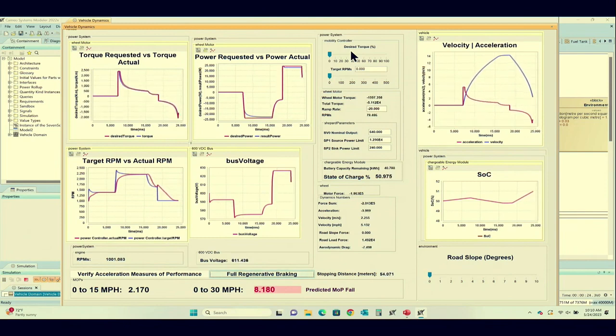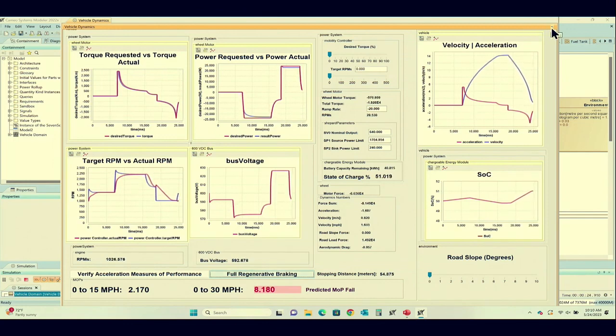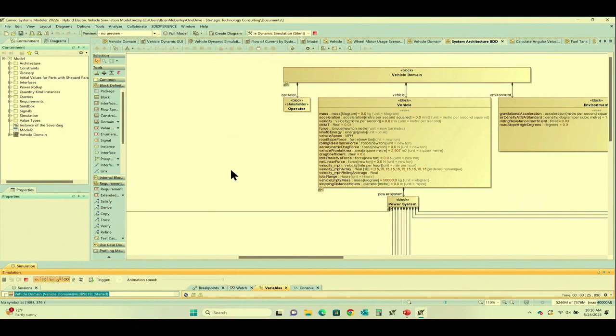So that's the goal. That is what we're going to be talking about, how we accomplished all of this in this model directly using Cameo Systems Modeler with Simulation Toolkit. Also good to note, we did model this in Simulink as well to see if we got similar results. And we were able to get the same results with Cameo Simulation Toolkit as we were in Simulink.